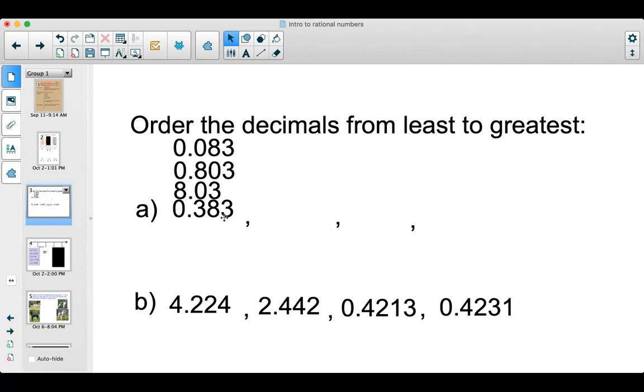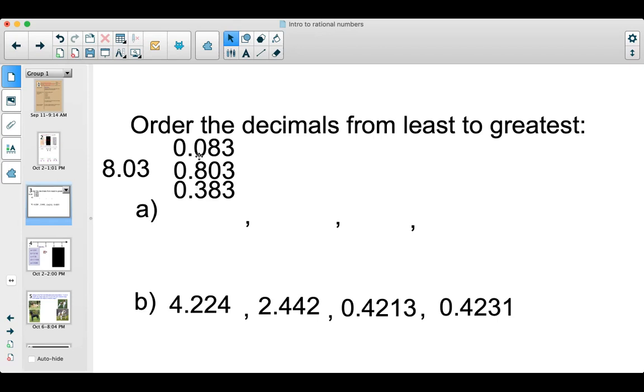Okay, now that I have them lined up, I'm just going to go from the left to the right, and I'm going to compare the number in each place value. Because with decimals, as soon as you get to the point where one is bigger than the other in a certain place value, that means that number is bigger. So here I have 0, 0, 0, and 8. So I'm going to move 8 out, and I'm going to compare these three. So these three are all tied. So I'll go on to the next place value.